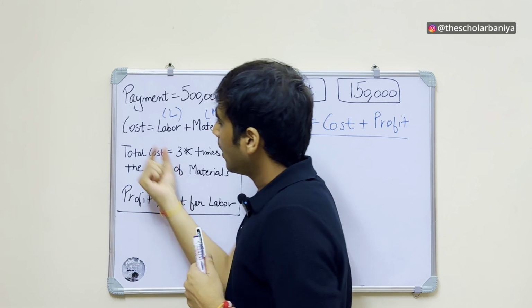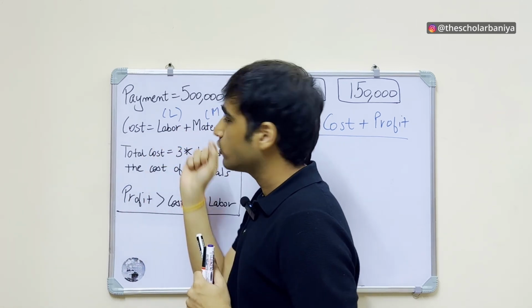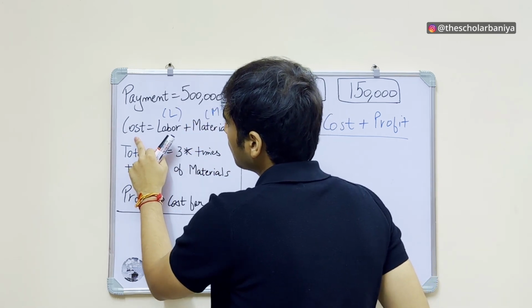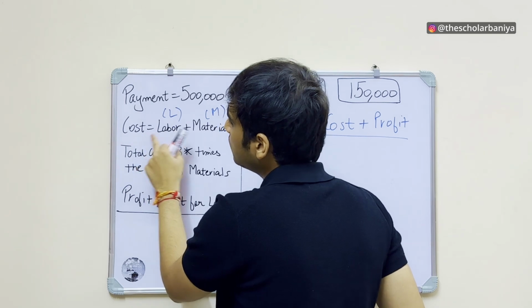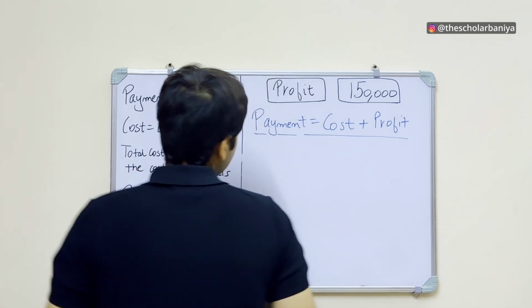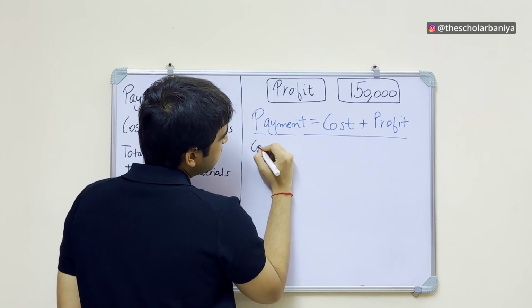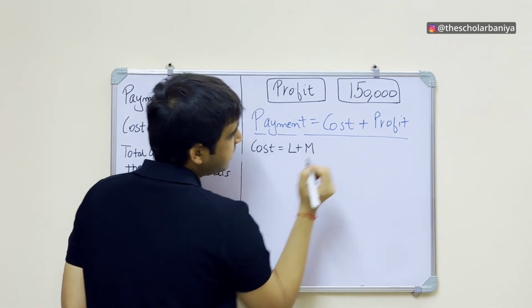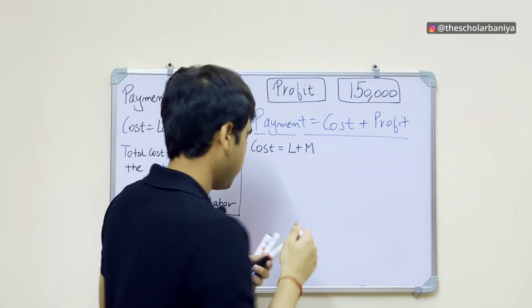Okay. Now let's assume that we have taken the cost of labor to be L and the cost of material to be M, right? So the cost is equal to labor plus material. I hope this should be clear. The cost is equal to labor plus material, right?